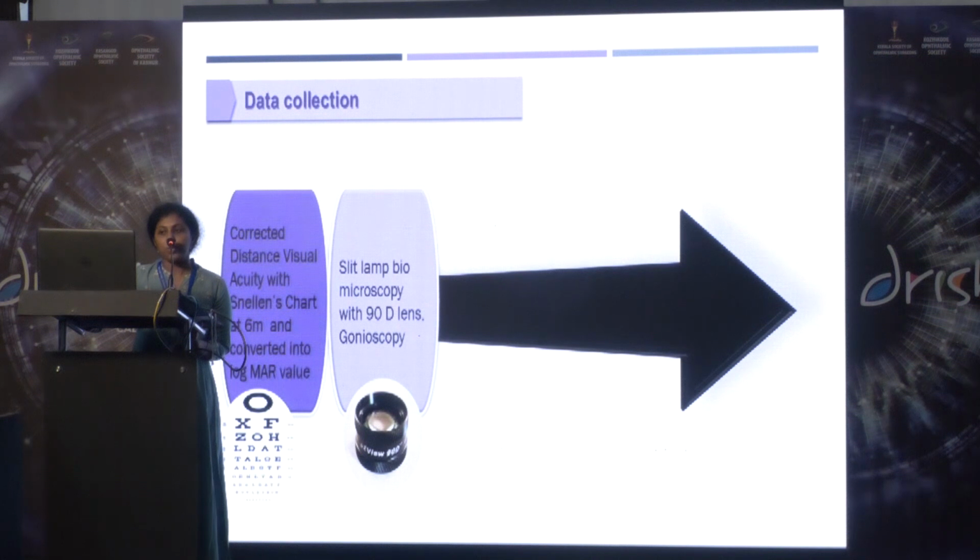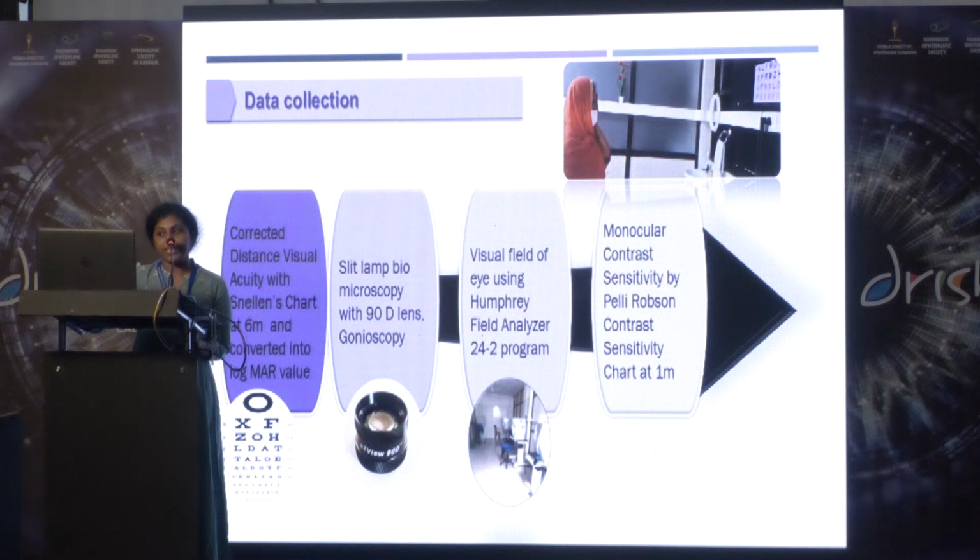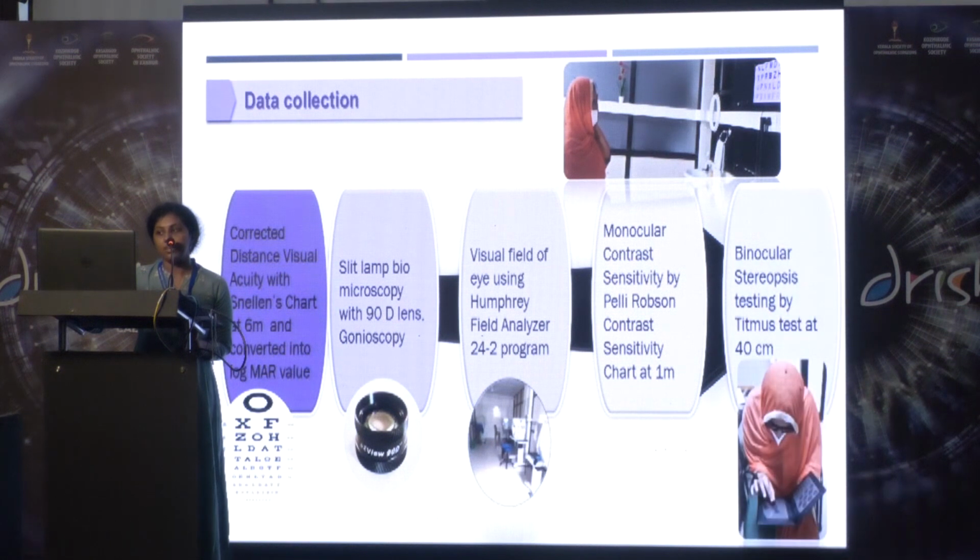Slit lamp biomicroscopy was done with a plus 90D lens and gonioscopy was done. Visual field of the eye was analyzed using Humphrey Field Analyzer 24-2 program. Monocular contrast sensitivity was measured by Pelli-Robson contrast sensitivity chart at 1 meter. Binocular stereopsis testing was done by Titmus test at 40 centimeters.